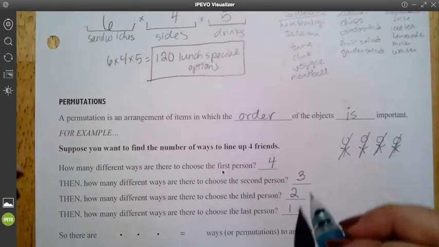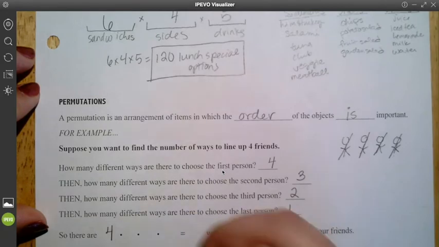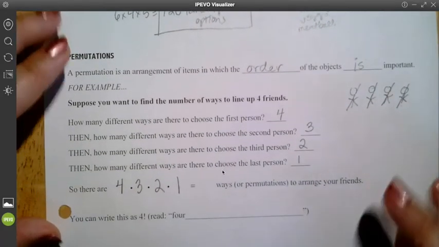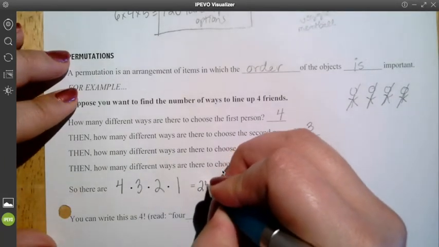And so the way we calculate this is we say, well, my first decision, I have 4 choices, and then 3, and then 2, and then 1. And so 4 times 3 times 2 times 1 is 24.